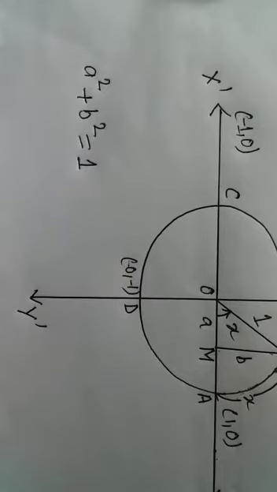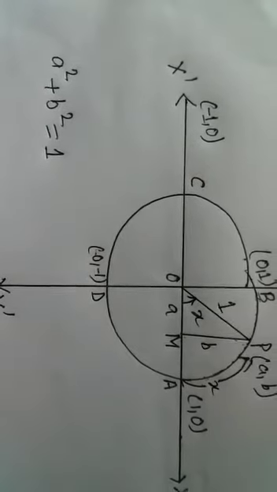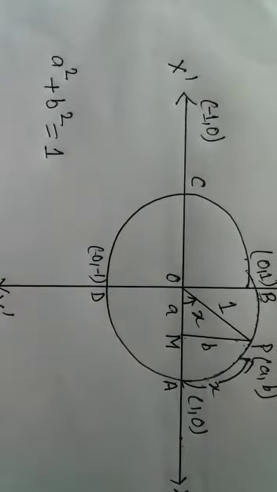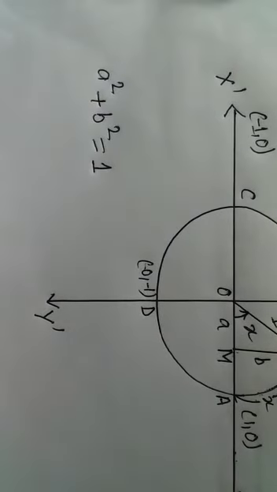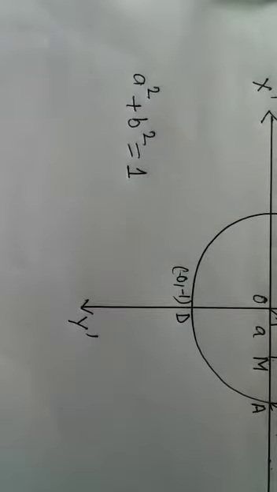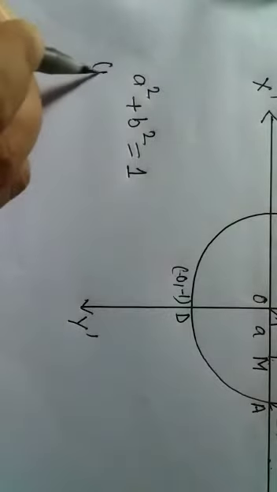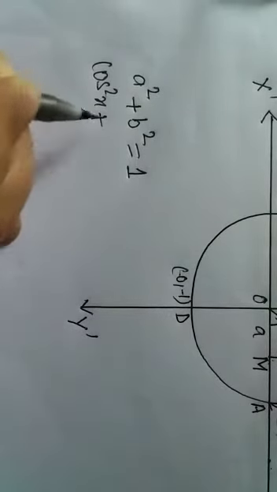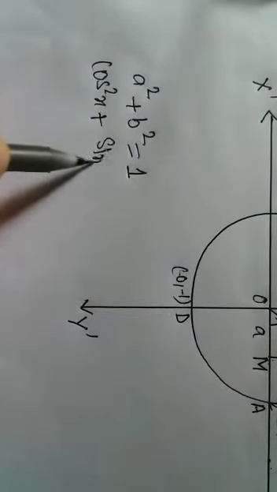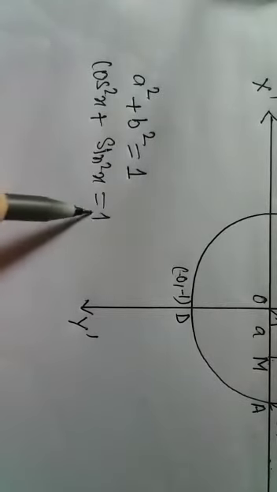Thus for every point on the unit circle, we have A squared plus B squared equals 1. So in place of A squared and B squared, what we will write is cos squared x plus sin squared x is equal to 1.